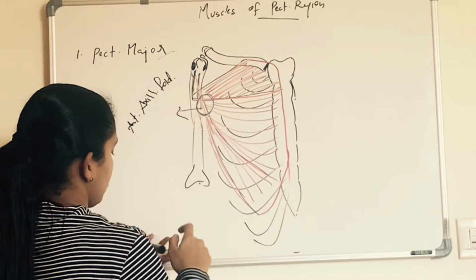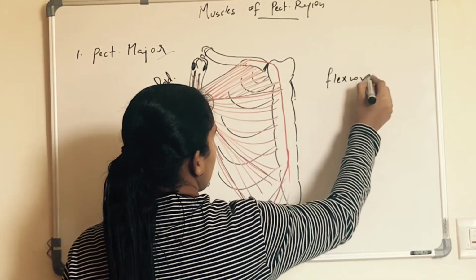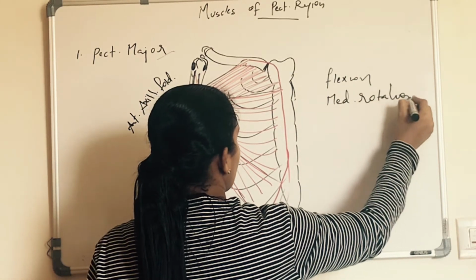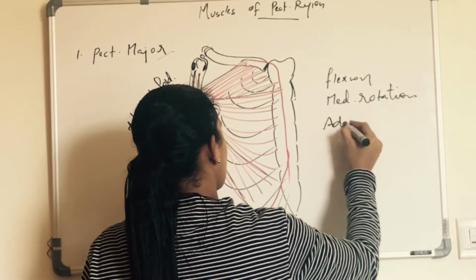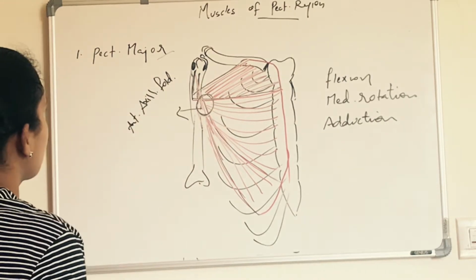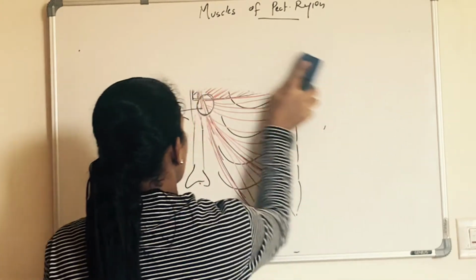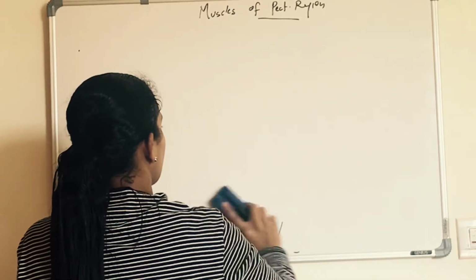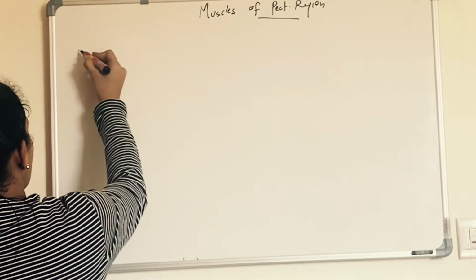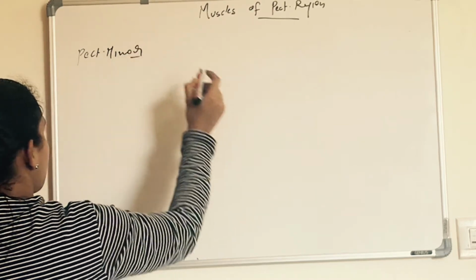When this muscle contracts, your arm moves towards the midline, forming flexion, medial rotation, and adduction of shoulder joint. This is your action of pectoralis major. Next comes pectoralis minor.